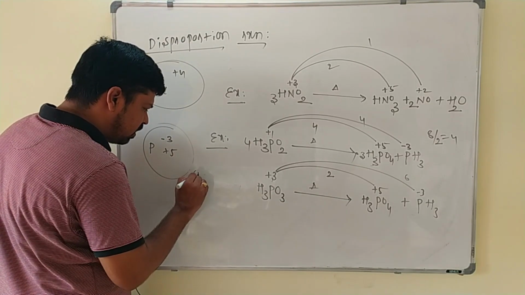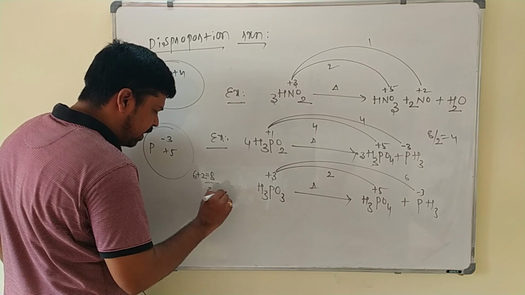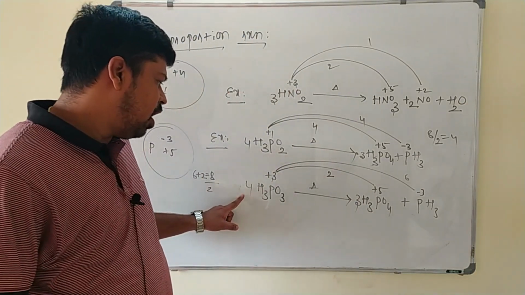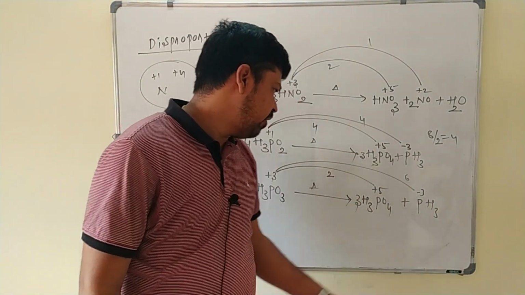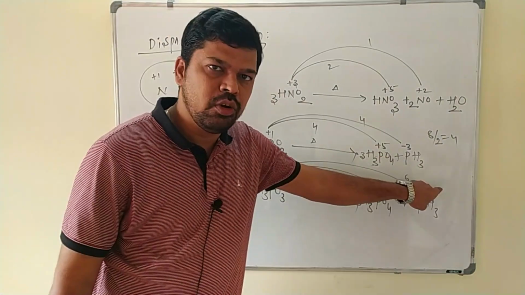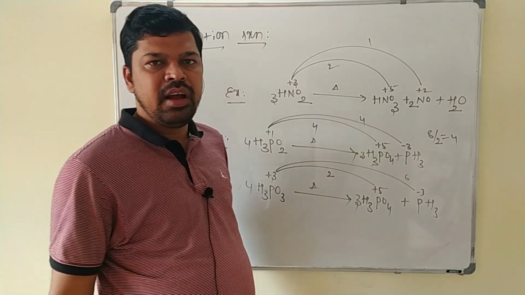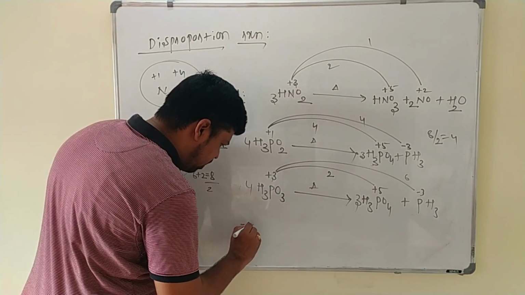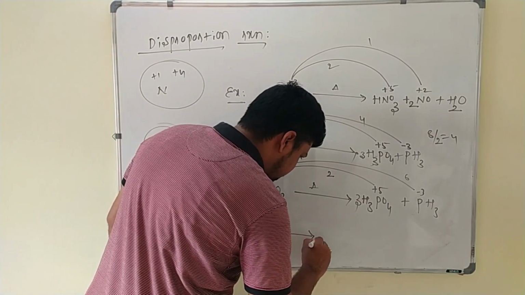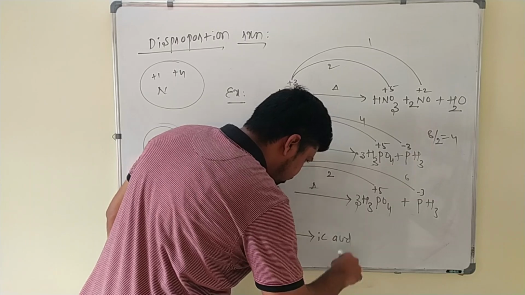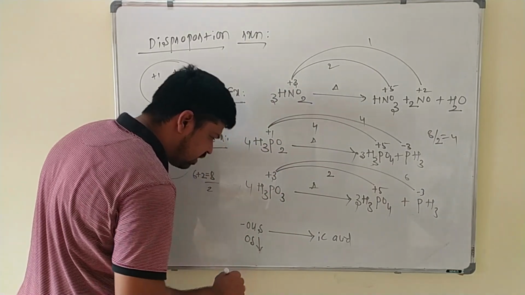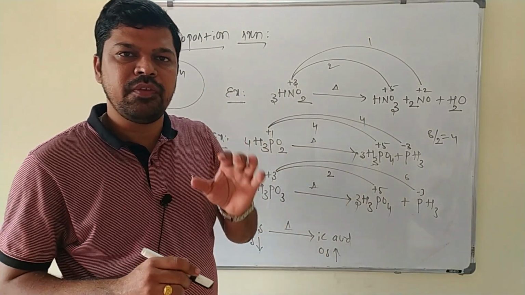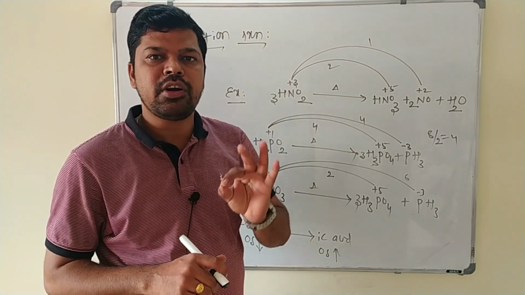This is 6 plus 2, this is 8. 8 by 2 is 4. That's why this is multiplied with 4 and this is multiplied with 3 here. Automatically 12 hydrogen, 9 hydrogen, 3 hydrogen, and this is +3 to -3, the lower oxidation state, +3 to +5, the higher oxidation state. So in the disproportionation reaction, keep in mind the "-ous" acid is converted into the "-ic" acid, with the lower and higher oxidation states. This is the oxidation state of group 15 elements. That is the most important thing to keep in mind.